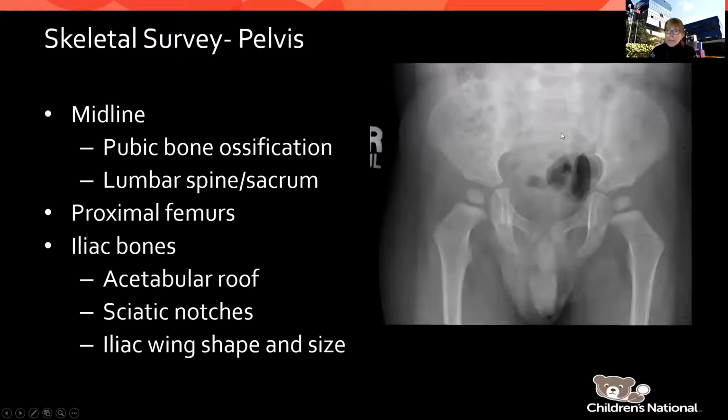When we get the AP views of the pelvis, we're going to be looking for pubic bone ossification. There's a lot happening with the acetabulum and the proximal femurs, and then we look at the shape of the iliac wings and the sacroiliac notches. So this is a very important view that you shouldn't be cutting off.